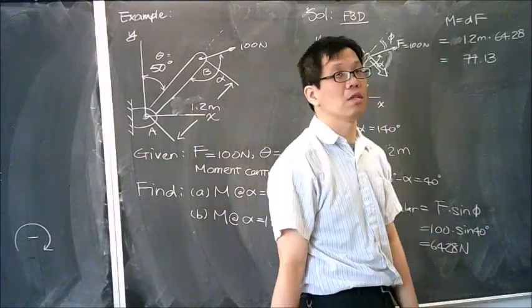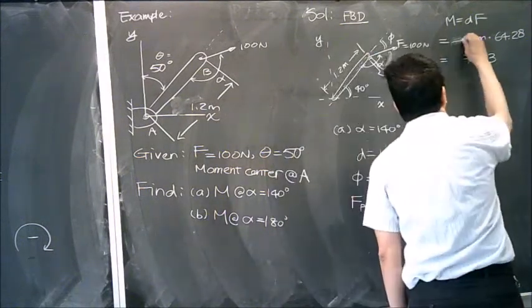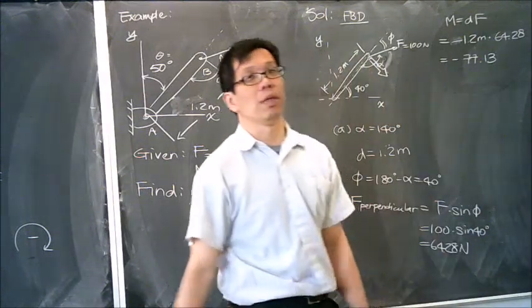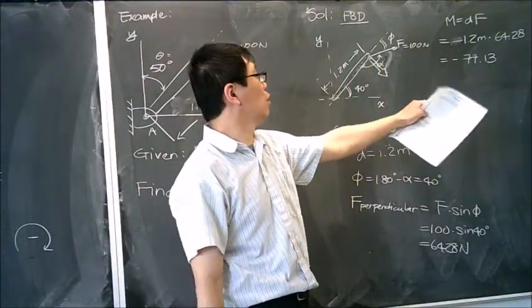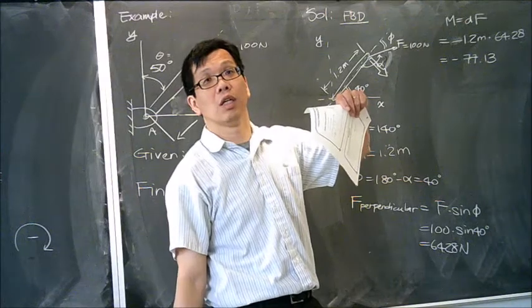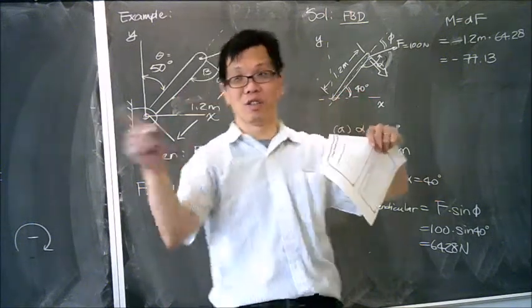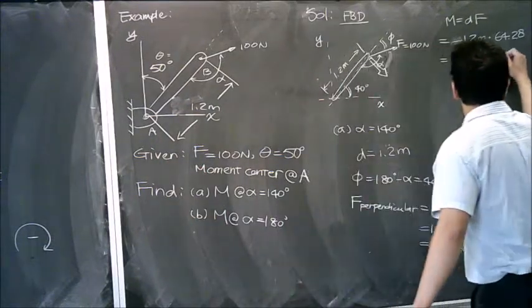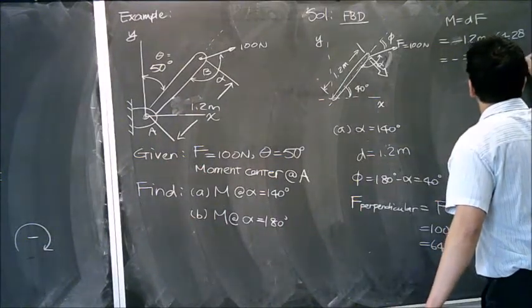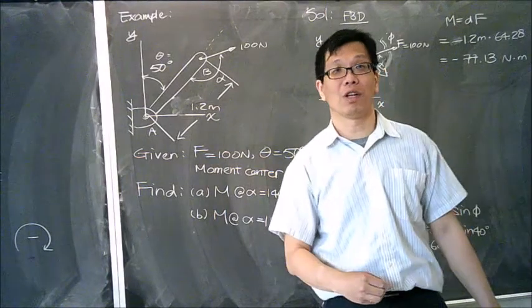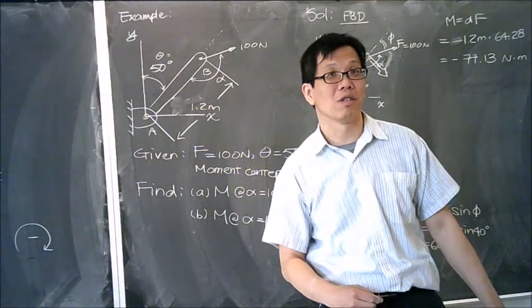But as I said, this is what? Clockwise. You're going to give me negative 77.13. Now, unit. What is the unit? Newton meter. Keep in mind, this is metric unit, so don't use pounds.